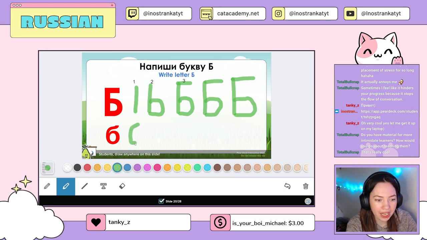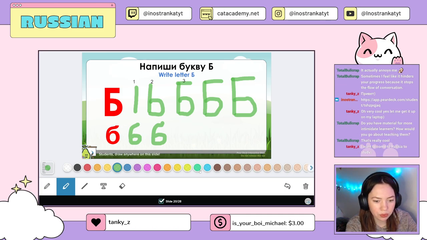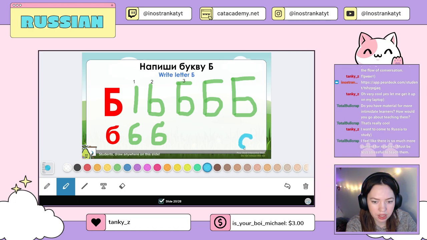Okay, Б. The first one is the capital Б, the second one is the lowercase б, and in different books, depending on the font, it could look different. But basically, this is the traditional Б. And sometimes when someone writes by hand, you could see it written this way.